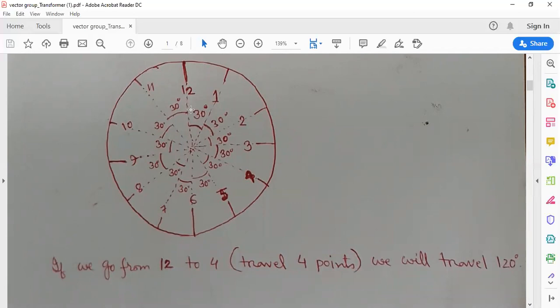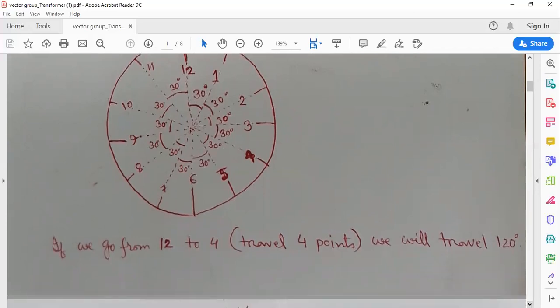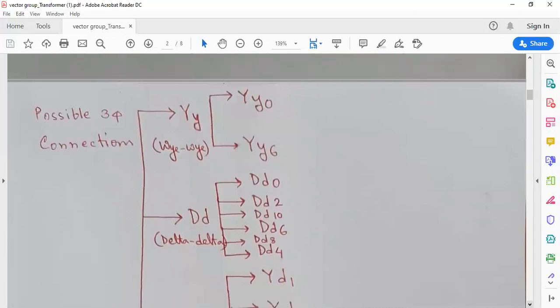So what will be the angle difference? Angle difference would be half of the circle, which is 360 degrees divided by 2, 180 degrees. So the angle difference between primary and secondary line to line voltage is 180 degrees.